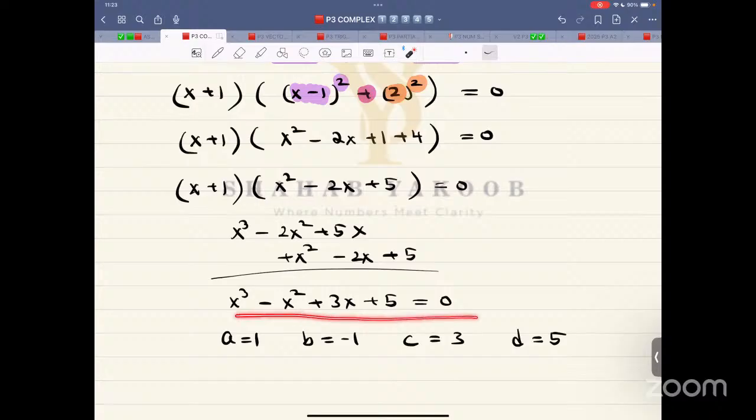This is the cubic equation that you have. A is the coefficient of x cubed, B is the coefficient of x squared, C is the coefficient of x, D is the constant term. So A, B, C, D, that's how these constants are found.